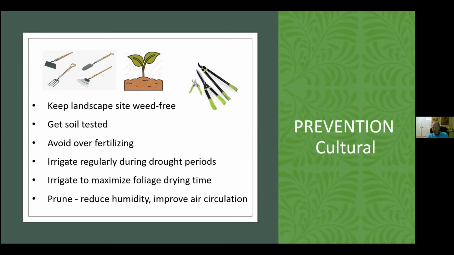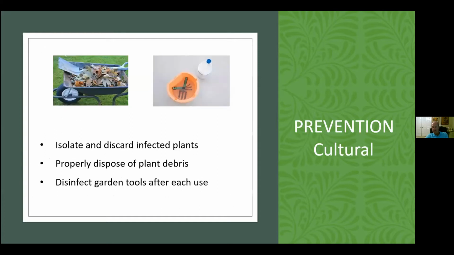We have talked about overwatering. However, at times of drought, water is even more important to your plants. Do irrigate regularly, but avoid late afternoon watering to give your leaves a chance to dry. The best time to water is really in the early morning, so the leaves will dry out. Pruning can accomplish a lot in your garden, and it will also help with the humidity.